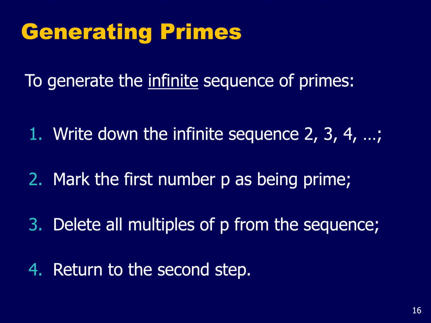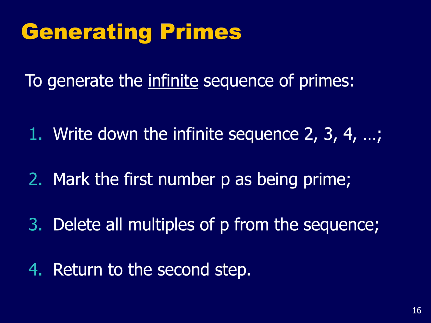So infinity actually occurs in a number of places in this algorithm. In particular, it occurs in the first step because we're writing down the infinite sequence, 2, 3, 4, etc. It occurs in the third step because we're deleting an infinite number of multiples from an infinite sequence. And finally, it also occurs in the fourth step because we're repeating the process an infinite number of times.